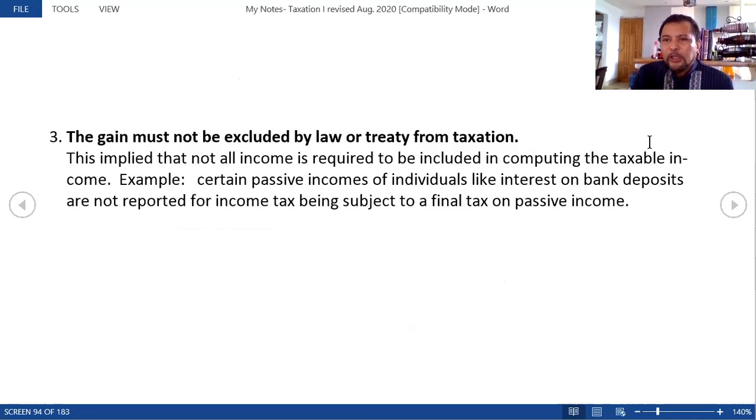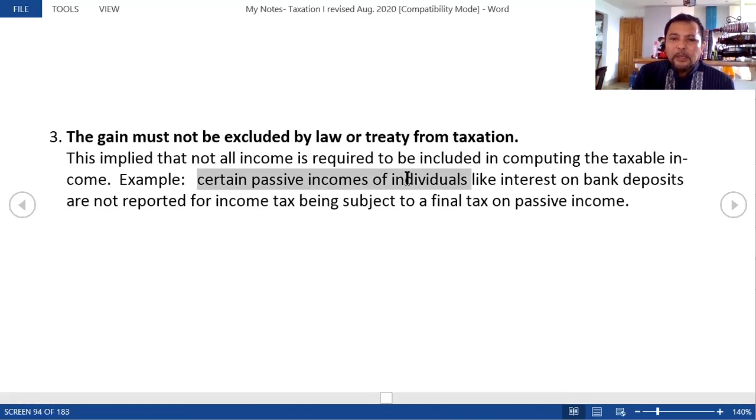And the third requisite for income to be taxable is that the gain of the transaction must not be excluded by law or treaty from taxation. Again, law is by decree or pronouncement of our Congress, approved by the President. Then treaty is an agreement between nations or among nations. So this implies that not all income is required to be included because some are excluded by law or excluded by treaty.